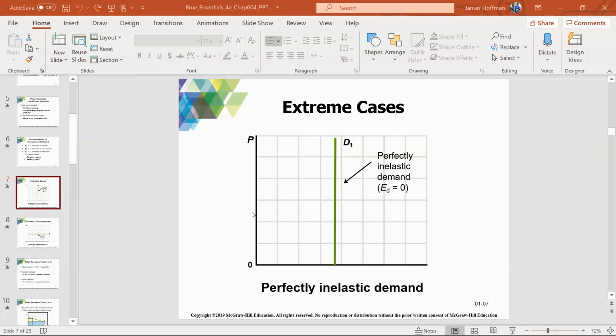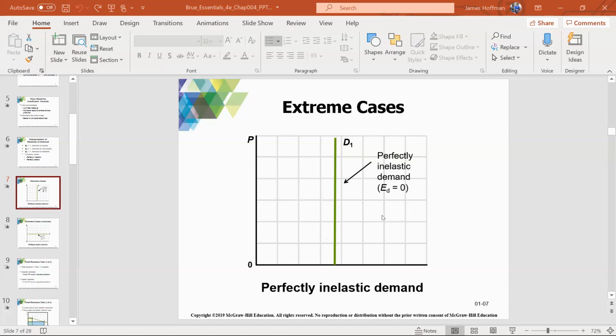Okay, so here's what the graph would look like. This is the demand curve. This is price, this is quantity, and this is your demand curve, which means that the demand is set, and no matter what the price is, you get the same demand. So demand doesn't respond at all to price changes. No matter what the price is, demand is the same.